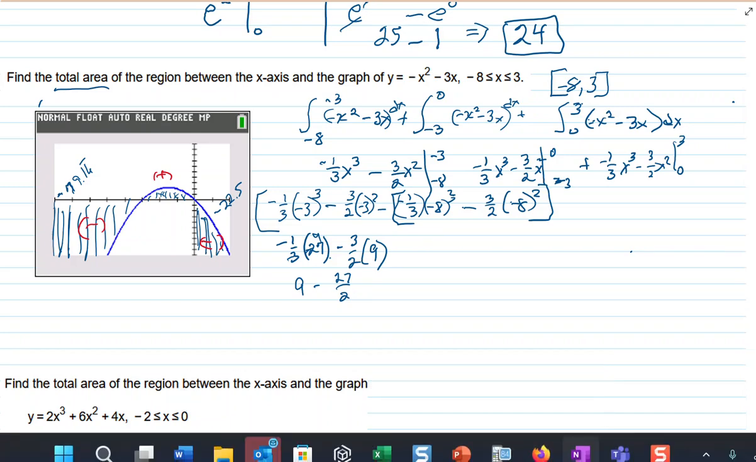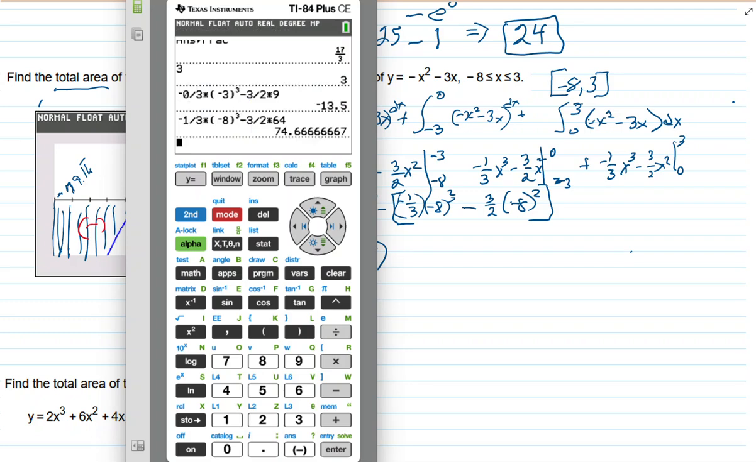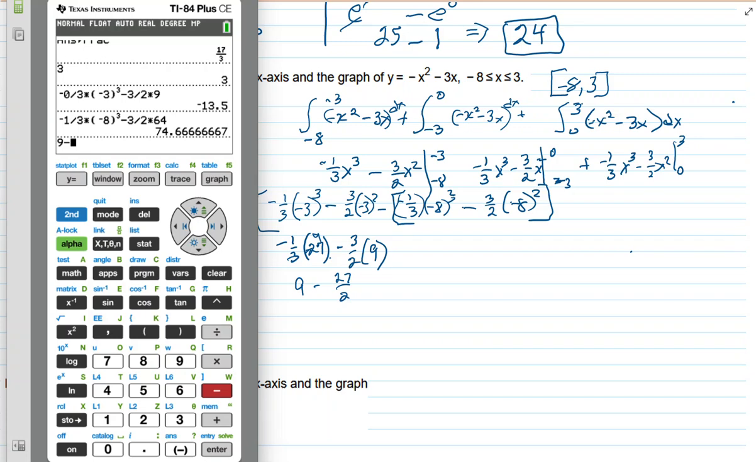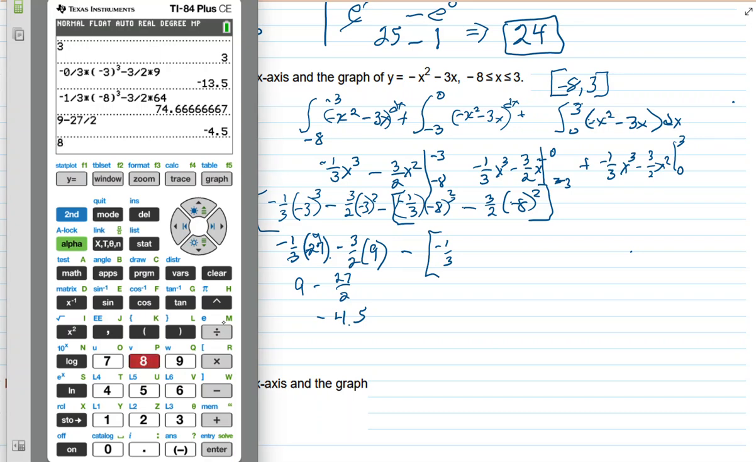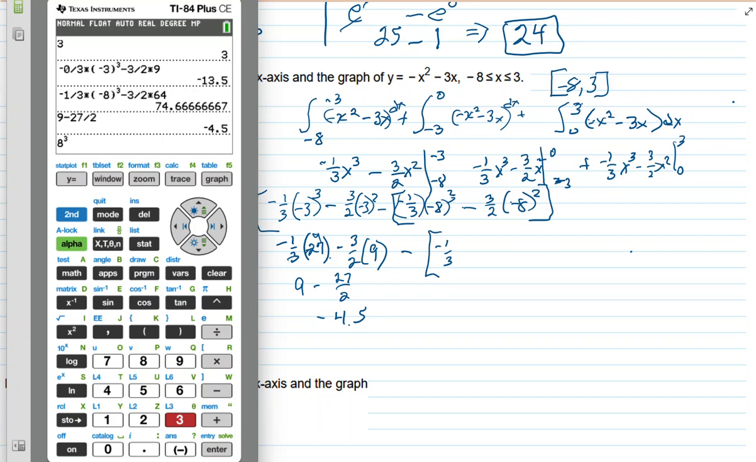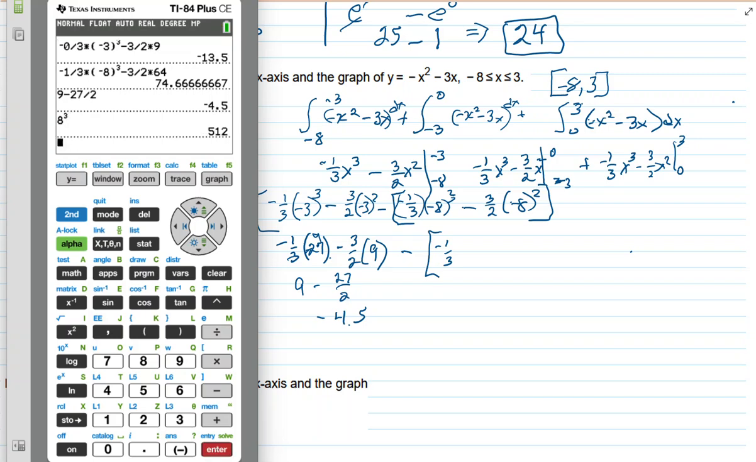All right, and that'll give me, okay, let's do the calculator here. 9 minus 27/2. -4.5. All right, now we're going to minus, and we're going to do this next one. So this is 8, and oh, that's where I made the mistake. Oh my God, that's where I did it. Okay, I have a -1/3, and I want 8 cubed, which is a big number, 512, and it's a negative.